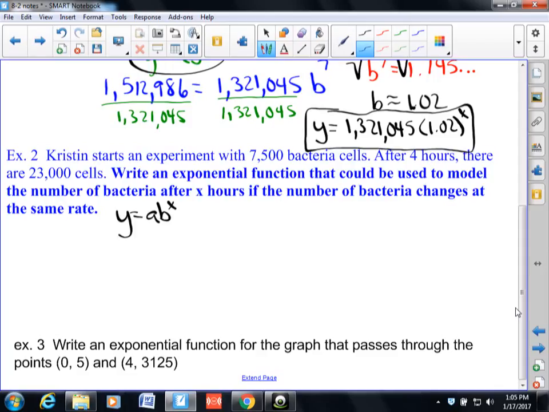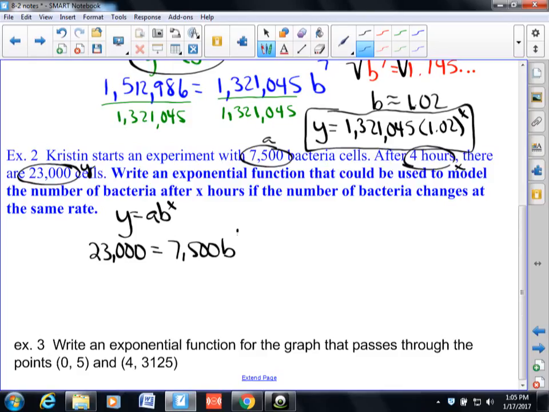So looking at what we've got here, here is our initial value, which is going to be our a. 4 hours is going to be our time, so that's actually, I shouldn't put t, I should say x. And then 23,000 was our y value. That was after 4 hours, this is how many cells we had. So again, you can see that it's the b that we don't know, but we'll be able to figure that out. So we'll sub in our numbers: 23,000, initial 7,500. We don't know the growth or the decay, although you can tell it's growing, right? And then x is 4.